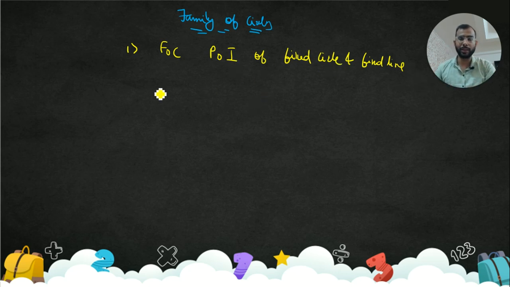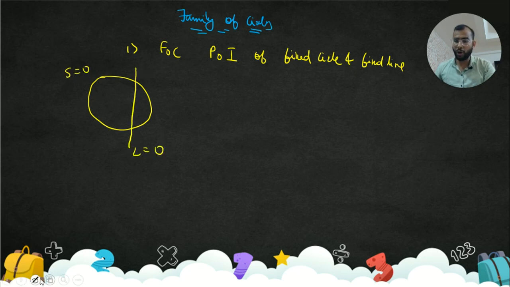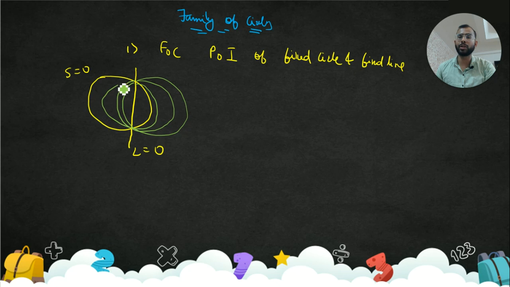फिक्स लाइन, तो ये क्या हो जाएगा? ये एक सर्कल है, S equal to 0, its equation is given, and then there is a line L equal to 0. So how many circles you can draw? Yes guys, infinite. This is one circle, this is second circle, this is third circle. So basically passing through these 2 points, I can draw infinite circles.